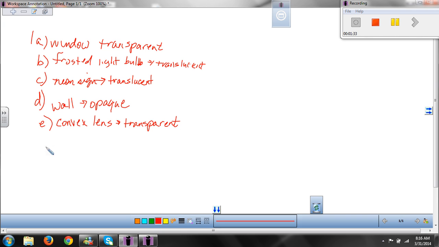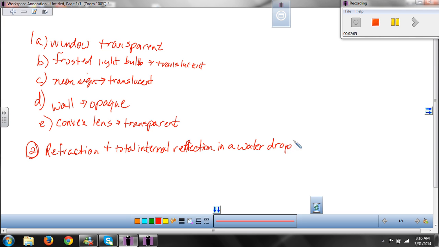Okay, the second question says explain how a rainbow is formed. Well, a rainbow comes from refraction, which is the bending of light as it passes through the water droplet, and total internal reflection in a water droplet. That gives us that rainbow look.